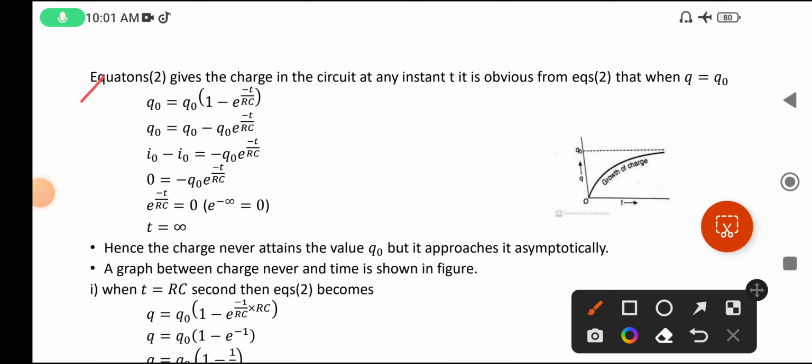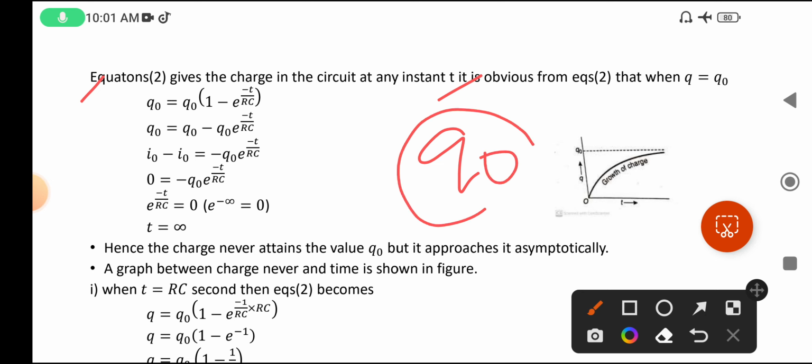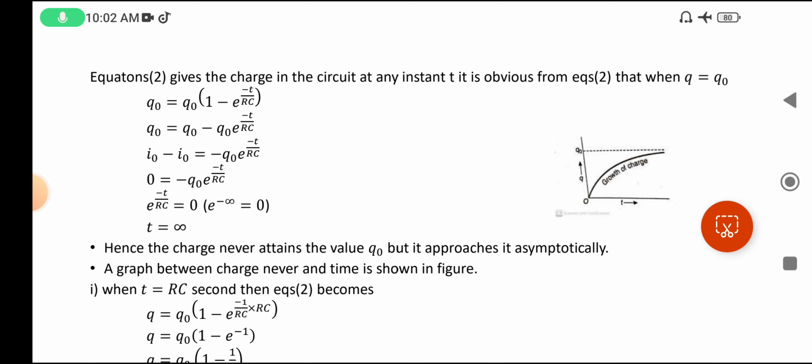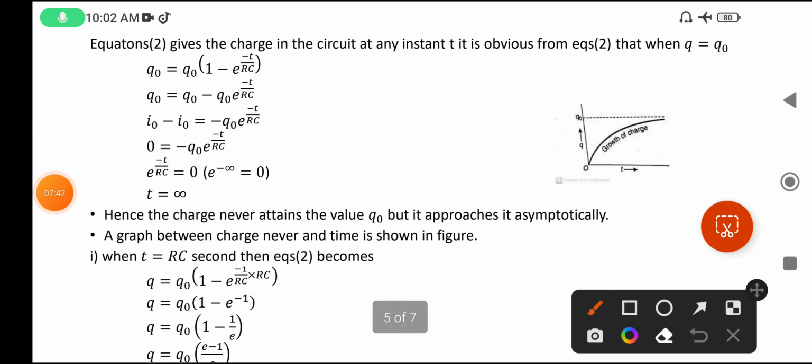So equation 2 gives the charge in the circuit at any time t. It is obvious from the equation, at what time can the capacitor charge to its maximum value? To know that, substitute Q equals Q naught in the above equation. In the place of Q, Q naught is substituted and multiplied inside, and bring this to this side. Here also it is Q naught, and there it is also Q naught, so both get cancelled, and it is 0.